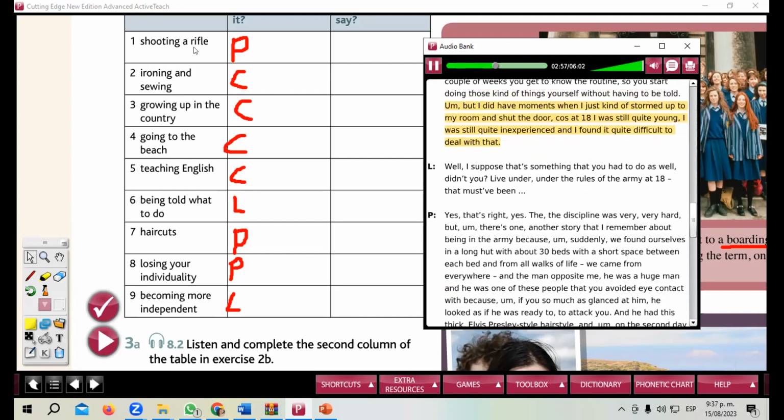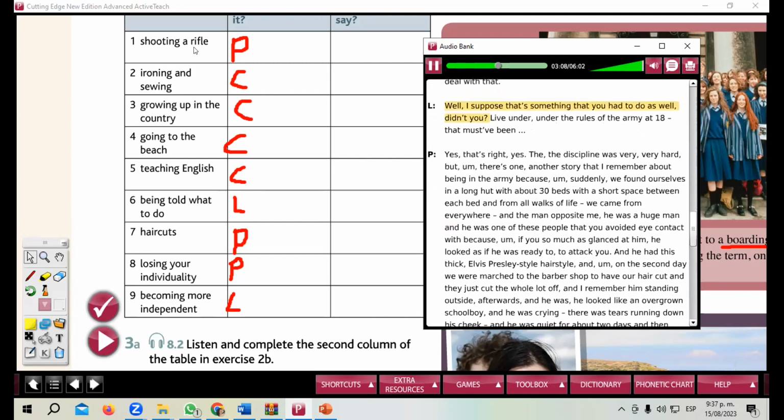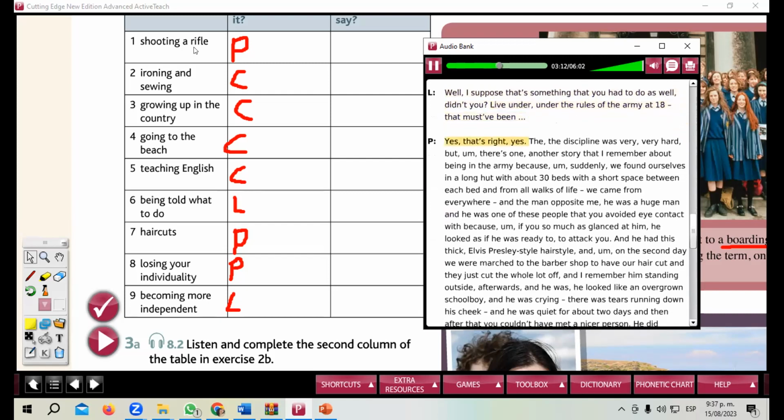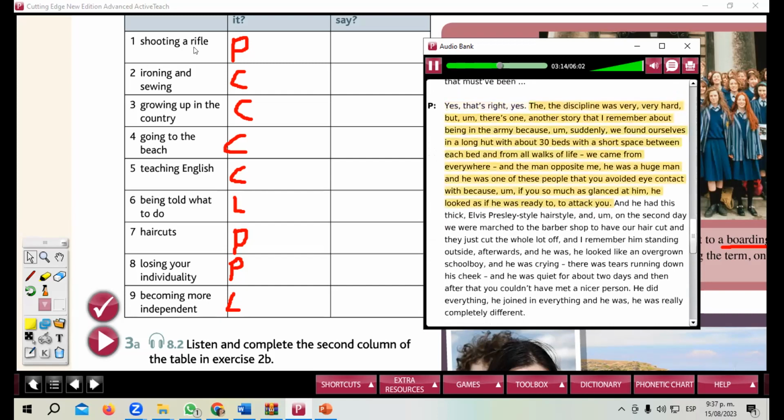But I did have moments when I would just storm up to my room and shut the door, because at 18 I was still quite young, still quite inexperienced, and I found it quite difficult to deal with that. Well, I suppose that's something that you had to do as well, didn't you? Live under the rules of the army at 18. That must have been... Yes, that's right. Yes, the discipline was very, very hard.